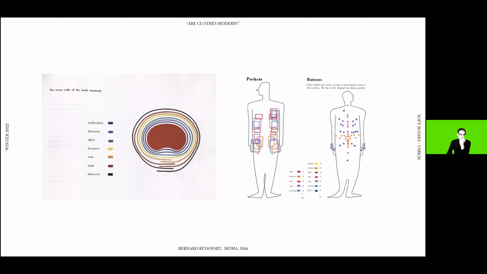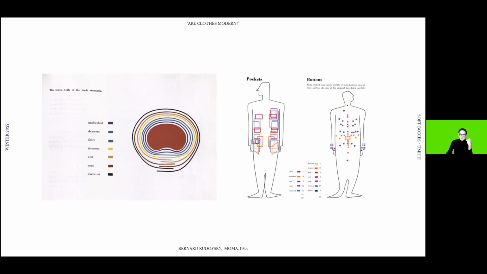So these two images are from the modern architect Bernard Rudofsky's exhibition at MoMA in the 40s called Are Clothes Modern. Here on the left, he's using a normative, typical architectural convention, a plan cut of a human being, and associating an overcoat with intestines, seeing the layers of garments that surround us as an extension of our internal organs, which I think is a useful way of thinking about some of the things that might be played around with in this class.